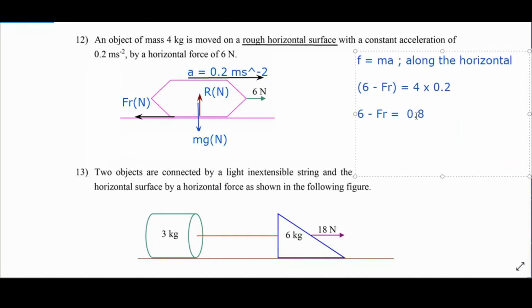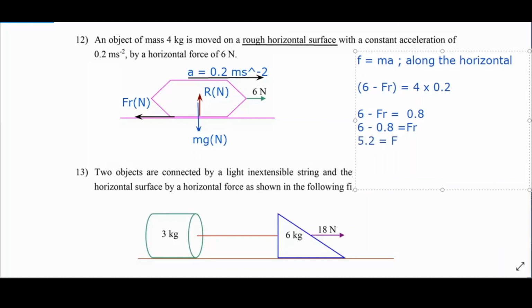Right? So next step, I'll take this 0.8 to the other side. Plus 0.8 comes to the other side as minus 0.8. Minus Fr goes to the other side as plus Fr. 6 minus 0.8 means 5.2 equals Fr.